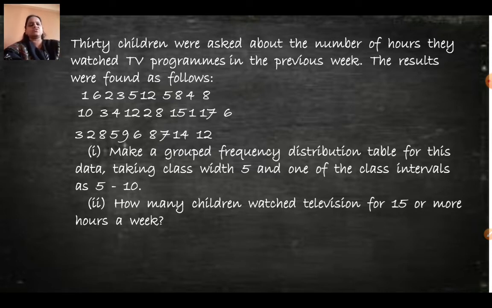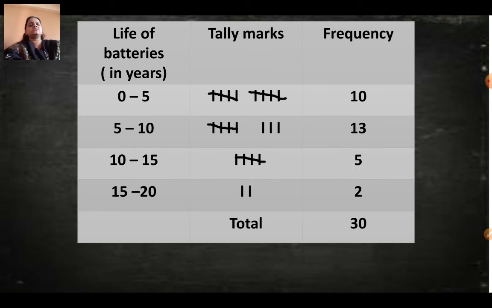So the first question is: make the group frequency distribution table for this data, taking the class width as 5, and one of the class intervals is 5 to 10. So 5 to 10, 10 to 15, this way we have to take the classes. Check your answer: 0 to 5, 5 to 10, 10 to 15 and 15 to 20, and you will get the frequencies as 10, 3, 5 and 2. First of all, solve this sum by yourself from the textbook and then check your answer from this slide.